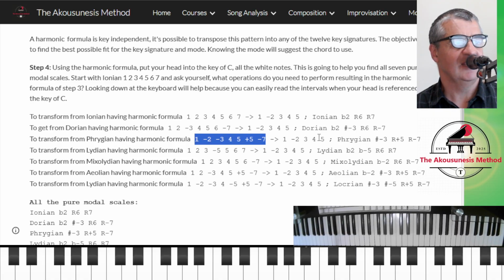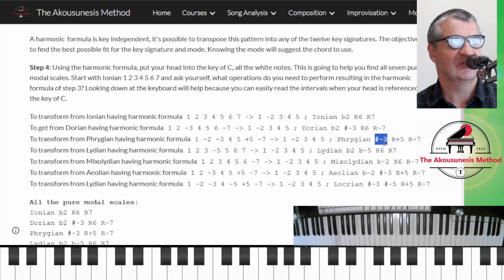So again, we got 1 and 1. We got -2 and -2. Good, so we don't have to add anything there. We got -3 and 3, so we've got to take the -3 and sharpen it, and that will get us to the 3. We got a 4 and a 5, and we got a 4 and a 5 there, which is nice. We got a +5 there and a -7, but here we don't have a +5 or a -7. So we just remove the +5, remove the -7. And that's how we get from this Phrygian to where we want to get to.